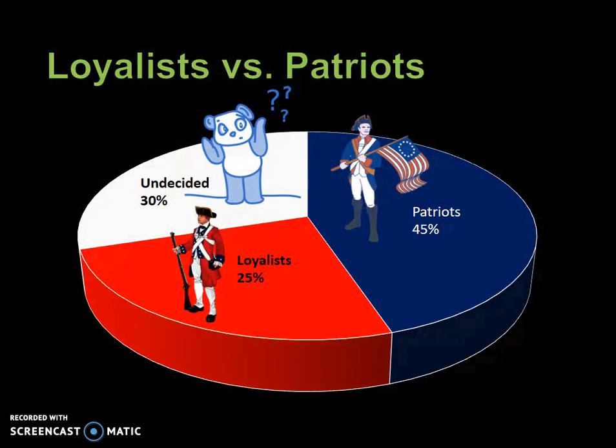I know I've been talking a lot about the fact that this wasn't necessarily a popular decision to become independent, and this is what I mean by it. So hopefully this pie chart helps here. This is a breakdown of people's beliefs in the colonies. At the time of independence in 1776, about 45% of people in the colonies considered themselves patriots. About 25% still considered themselves loyalists, and about 30% were really neutral. They were undecided, did not know what to do.